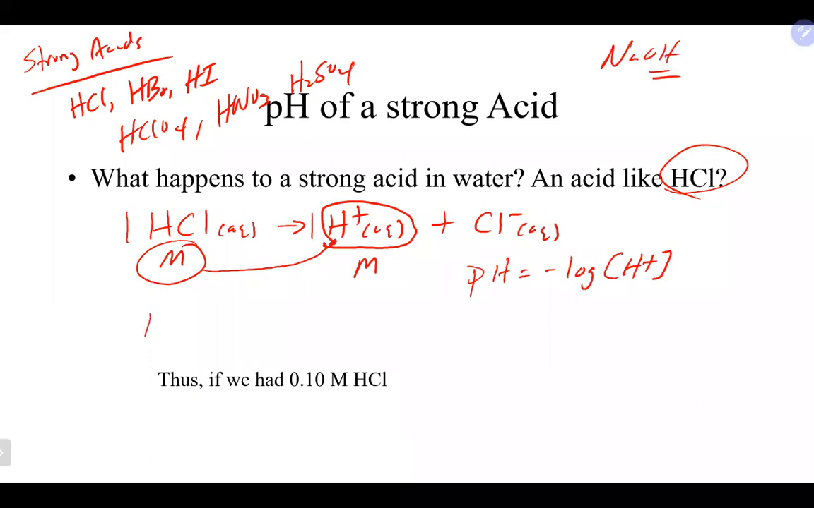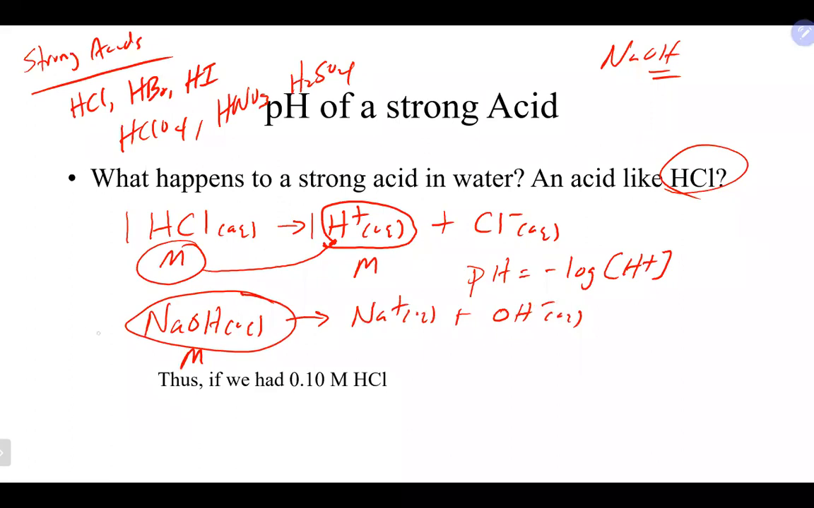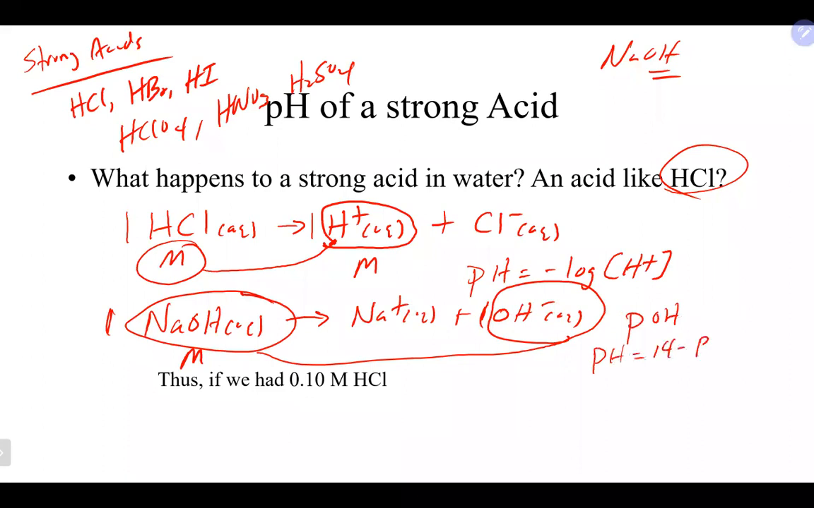It would work the same way. Say something like sodium hydroxide, if it was a strong base, would also 100% break apart into a sodium ion and a hydroxide ion in solution. Now, unlike an acid though, because this is a base, we would actually be interested in the OH minus concentration. The OH minus concentration will not give us the pH, but it would allow us to calculate the pOH, and then we could use, obviously, that the pH is 14 minus the pOH.